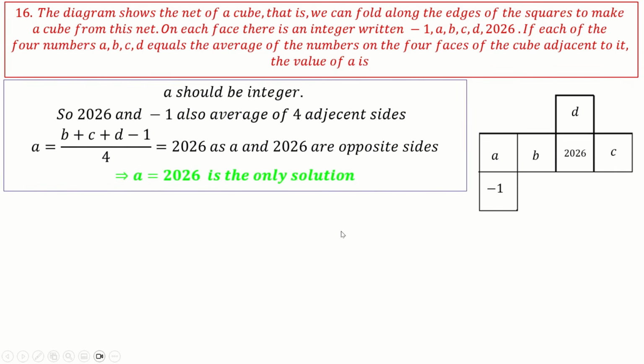Okay. Yeah. Next. So this is definitely hard, because from the given information you exactly cannot derive A is equal to 2026. Okay. You have to take that extra step here.